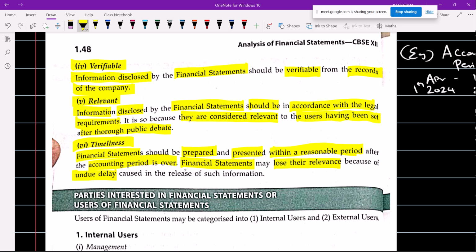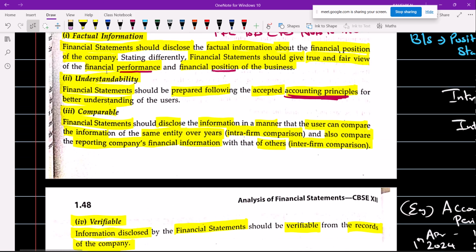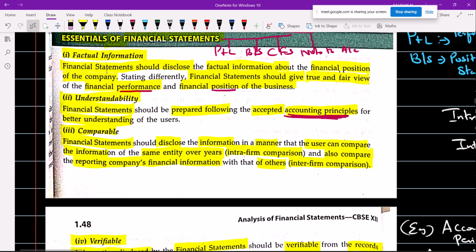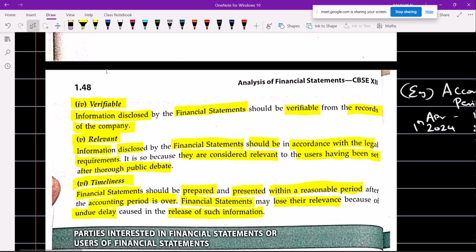So due to this undue delay caused in the release of such information, unless and until you find out what is causing the suspense, you cannot release your financial statement. So thereby it loses its significance, or you will have to undo some time delays. So these are all the essential features of your financial statements. Any doubt in these 6 points we discussed right now?